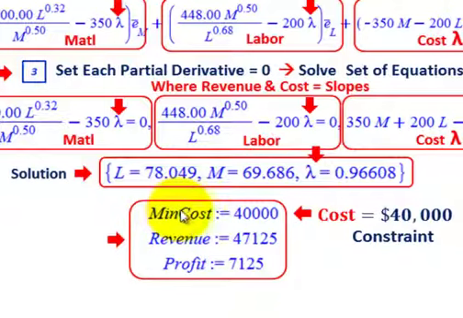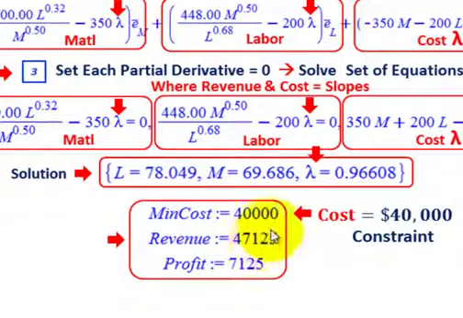Okay, and then putting this solution into the equation that we have for revenue and cost, you're going to get your minimum cost here at 40,000, which equals our cost constraint. We bumped up right against our cost constraint. And then revenue, we would have had 47,125. So the difference between our minimum cost, 40,000, and revenue, 47,125, gives us a profit of 7,125.